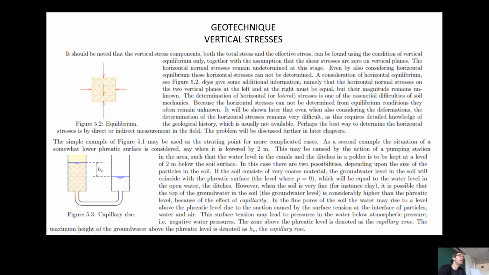But if we consider the horizontal stresses, if we consider the horizontal equilibrium, the stresses cannot be determined, and a consideration of the equilibrium can be taken from this picture, that in particular defines what we call the lateral stresses. That is one essential difficulty in soil mechanics, to be defined. So, if we want to understand what happens here in the horizontal stresses, we have to consider a little bit more parameters that will come later in the chapter.